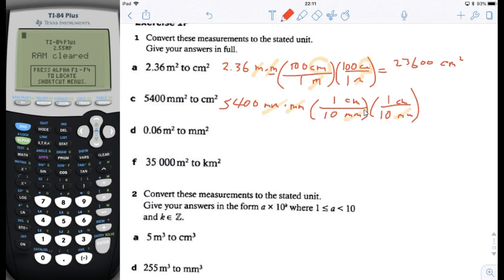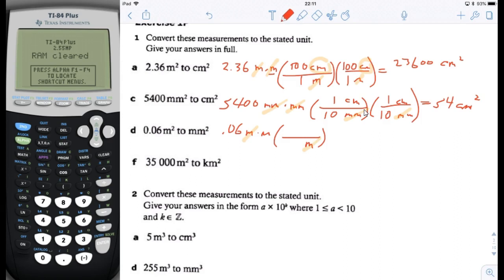So I'm left with centimeters squared on the top, which is what I want, and 5,400 divided by 10 divided by 10 would be 54 centimeters squared, okay? And the next one is 0.06 meters squared, so it would be meters times meters. I'm going to multiply that times a domino, which has meters on the bottom, so it can cancel out the meters that's there. I'm going to replace it with millimeters.